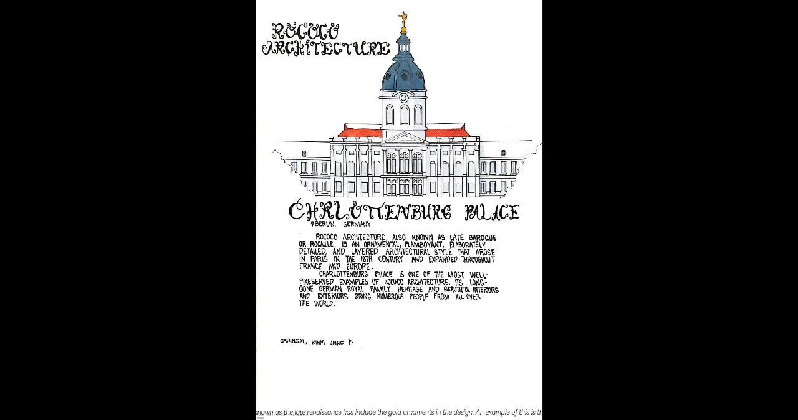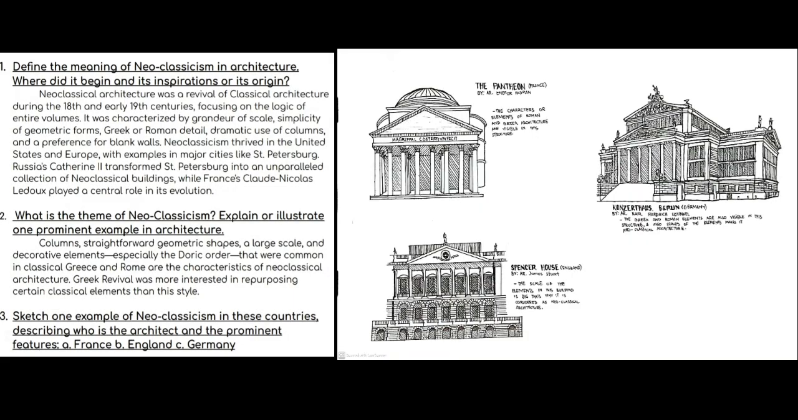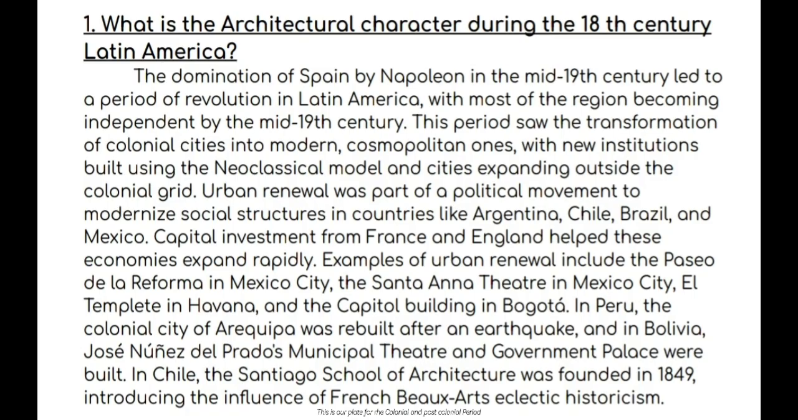Rococo architecture, also known as the late Renaissance, has included the gold ornaments in the design. An example of this is the Charlottenburg Palace. This is our plate for the growth of European periods. This is our plate for colonial and post-colonial period.